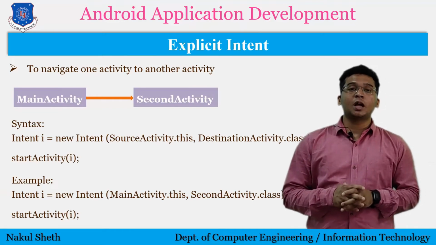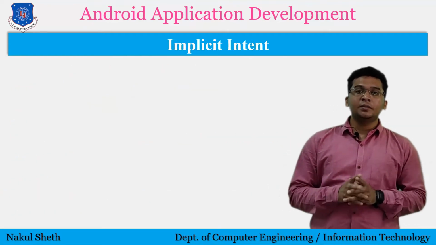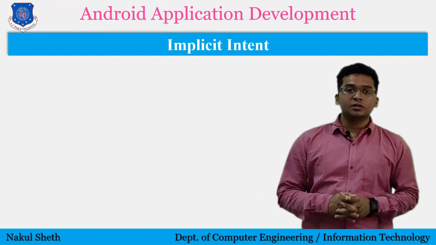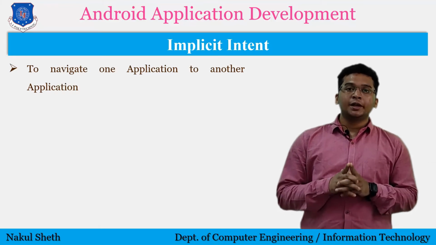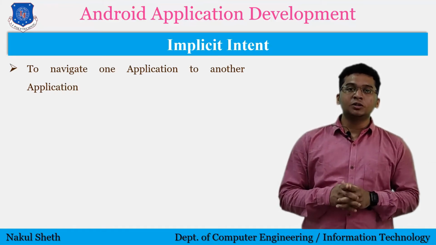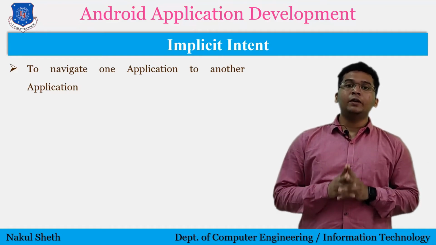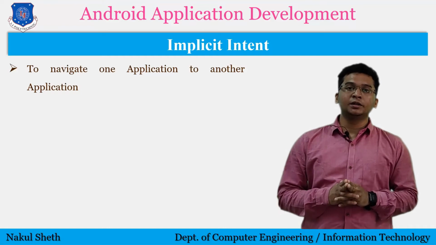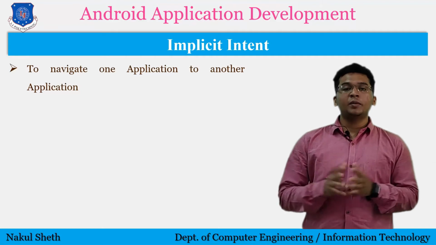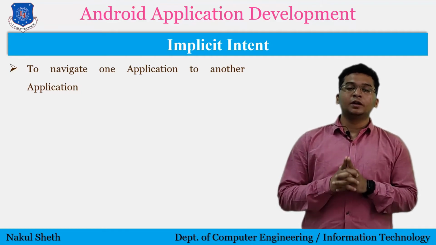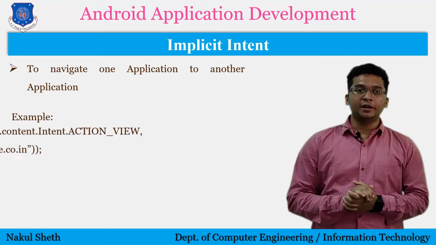Then we have another type of intent which is implicit intent. This implicit intent is used to navigate from one application to another application. For example, if I want to open a browser using intent, then we have to use implicit intent. Another example, if I want to open a camera using intent, then I have to use implicit intent. There are many more examples of implicit intent. So this is a simple example of implicit intent.